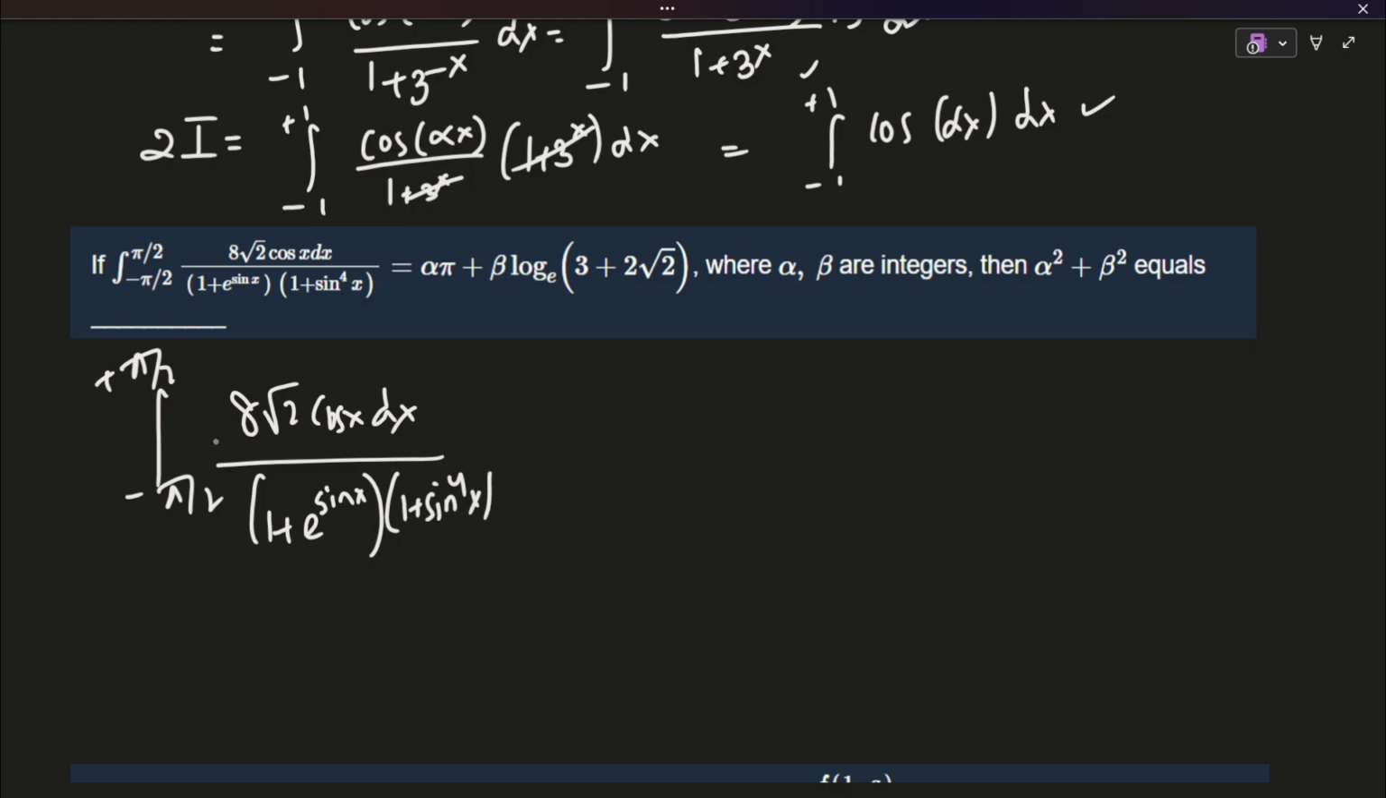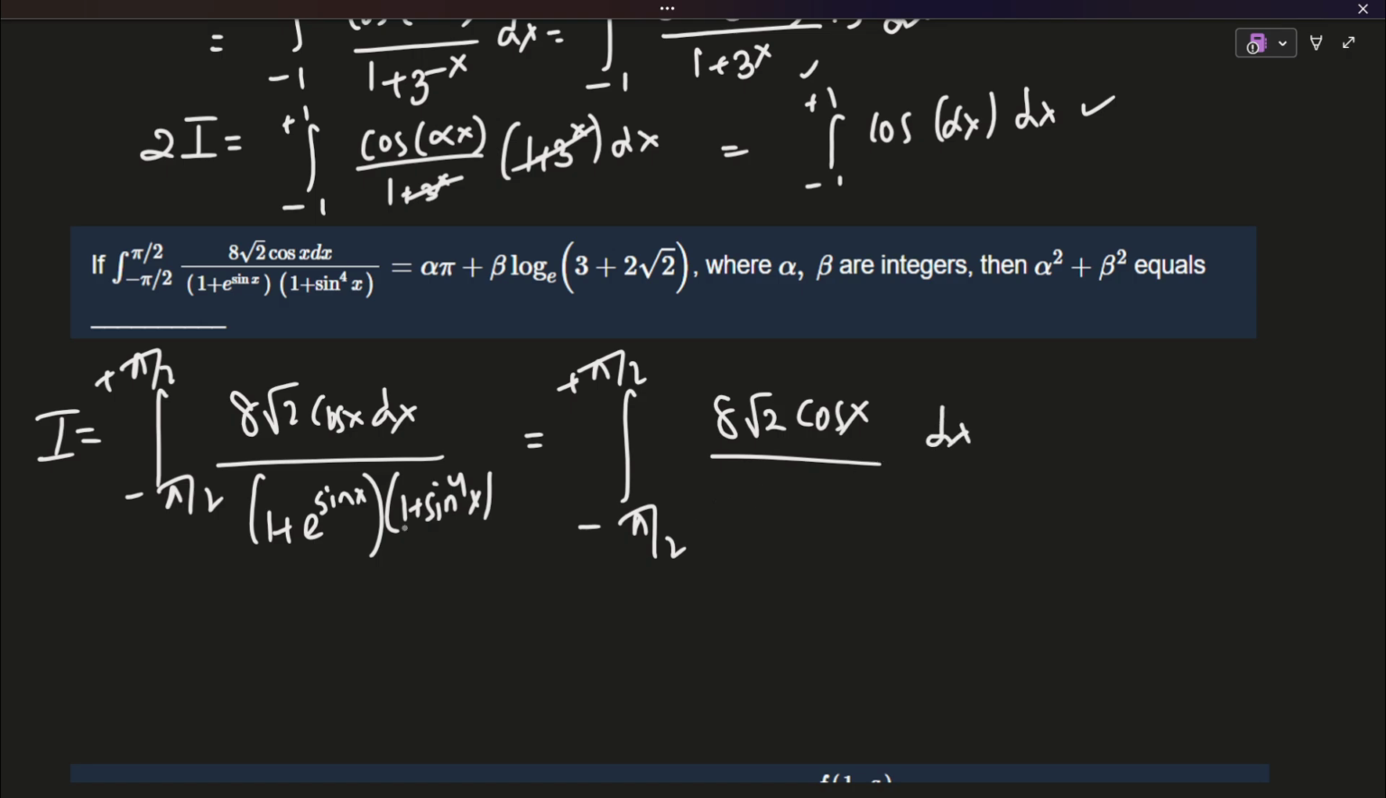Now, King's property again: in minus a to plus a integrals, King's property simply gives you the transformation x goes to minus x. So if this integral is I, you can see that this integral would be minus pi by 2 to plus pi by 2. And what will this be? Again, 8 root 2 cos of minus x is cos x. So we see that does not change. 1 plus sine to the power 4x. Sine of minus x is minus sine x, but because the power is even, this will remain the same.